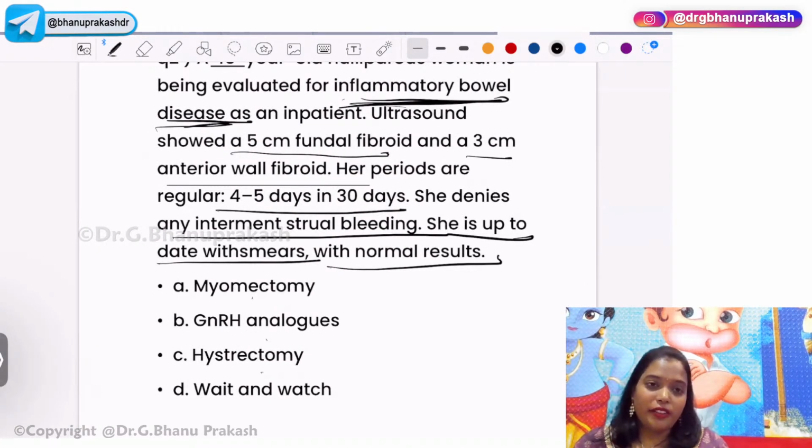She doesn't want to become pregnant at 45 now, right? So what do you want to do? Just wait and watch. Although she has fibroids, she's not bothered about them. So you also don't bother, no? She's not having any problem due to fibroid. Leave her alone.